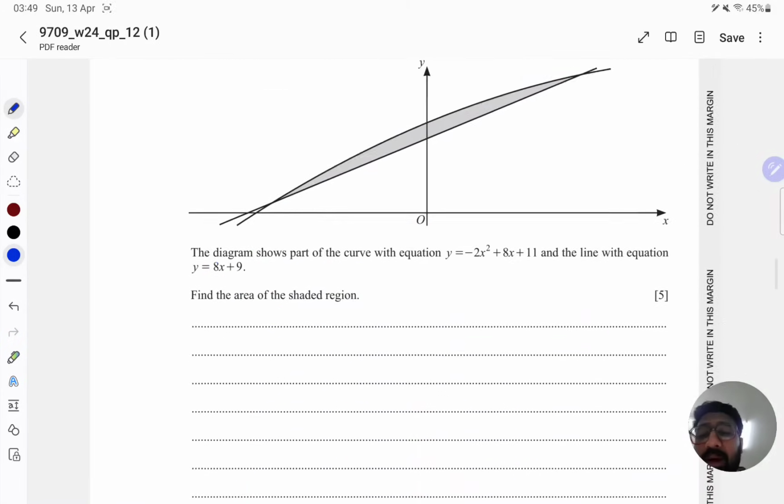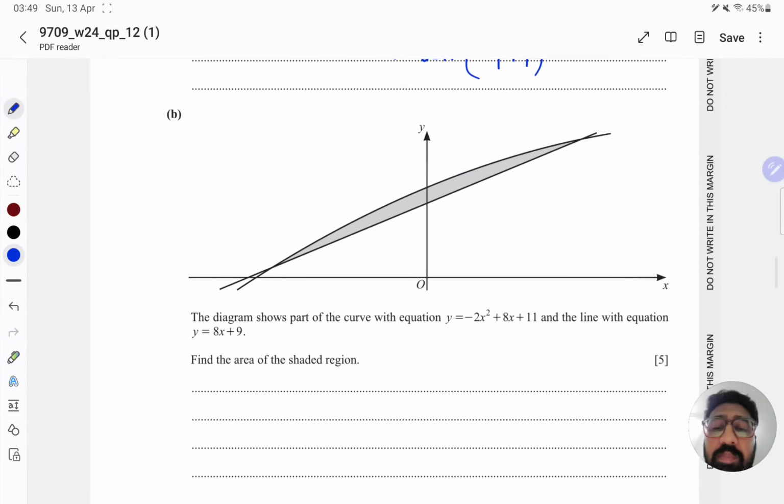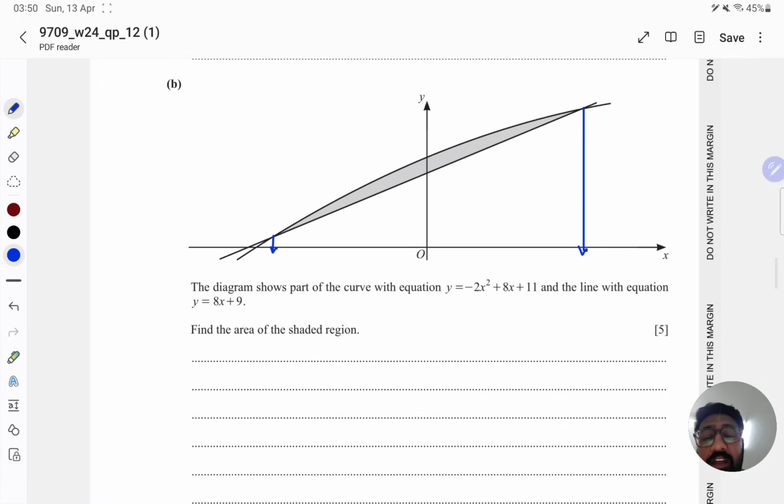Question number 7 part B says that the diagram shows part of the curve with equation y equals this and the line with equation this. Find the area of the shaded region. So for that, we need to have the limits from here up till here, basically the values of x, so that we have a specified boundary and we can integrate to find the area under the curves, and then we can find the area of the shaded region.